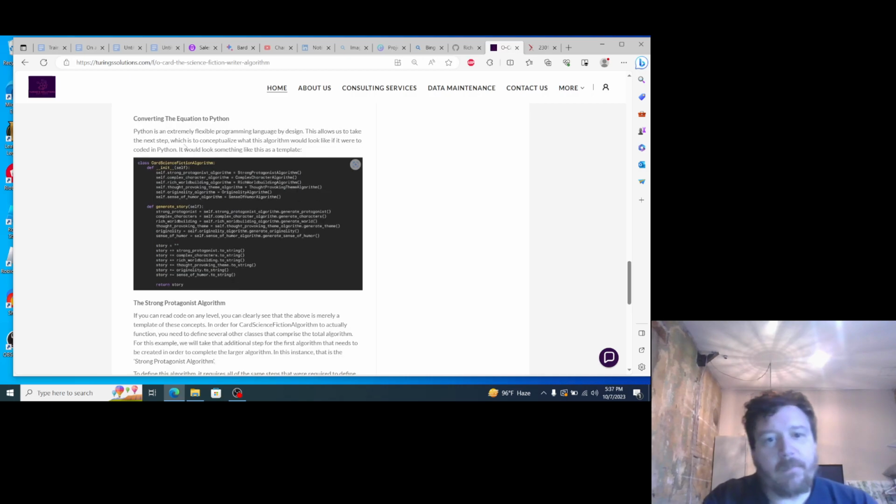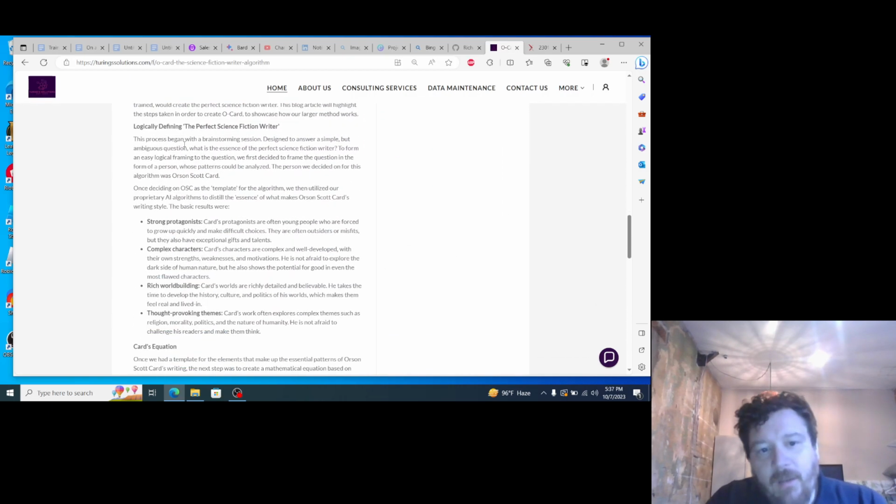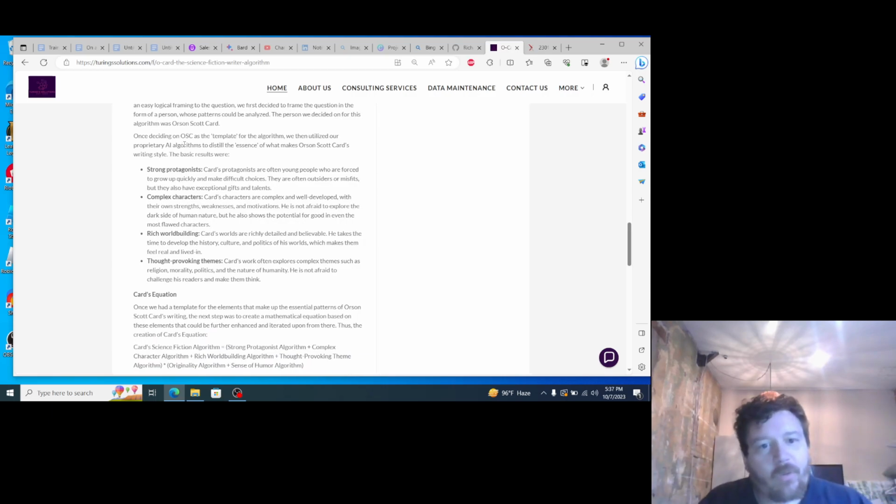And then just very simply, starting out with the very basic concept, the most important concept that we need to establish in order to create all of this is what makes a good science fiction writer, and that's it. And then from there we get all the rest. So that's kind of the explanation of how this works.